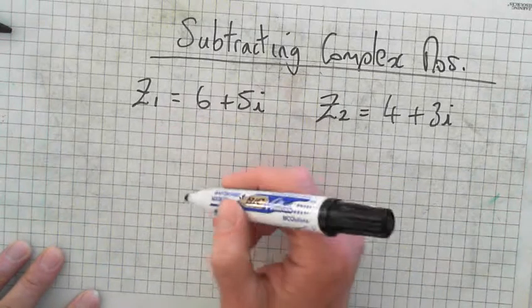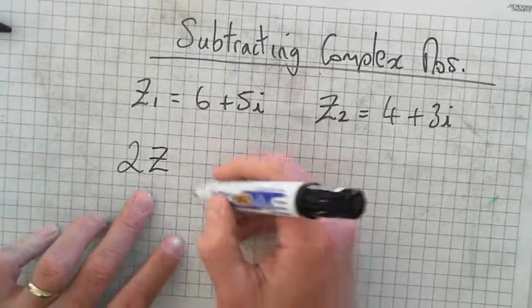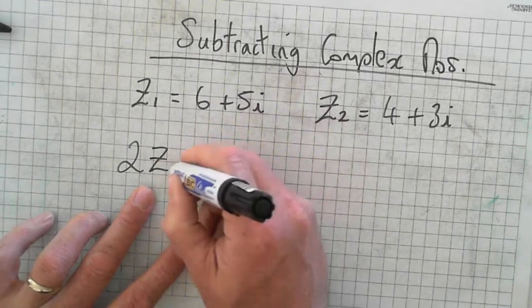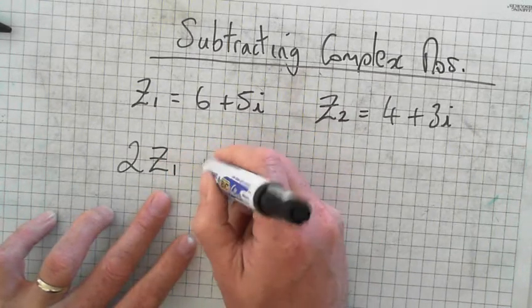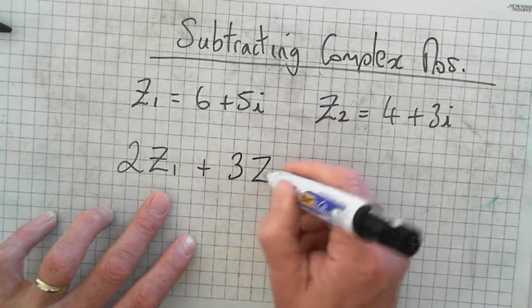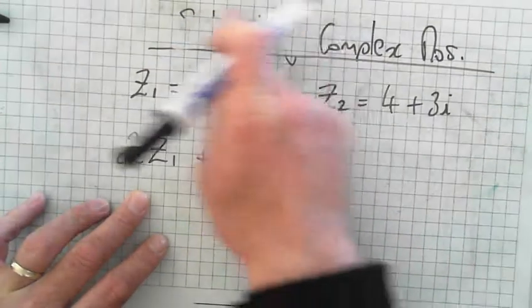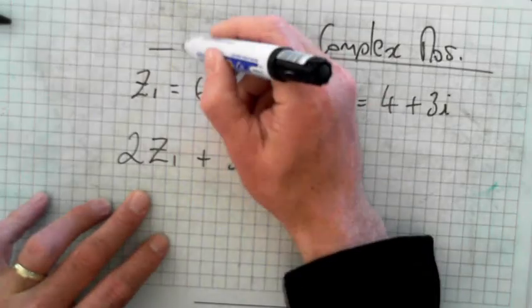Right, find the solution to 2z1 plus, let's say, 3z2. I write z's like that so you can distinguish them between 2 and z. So, adding complex numbers, and then we'll do a subtraction one.